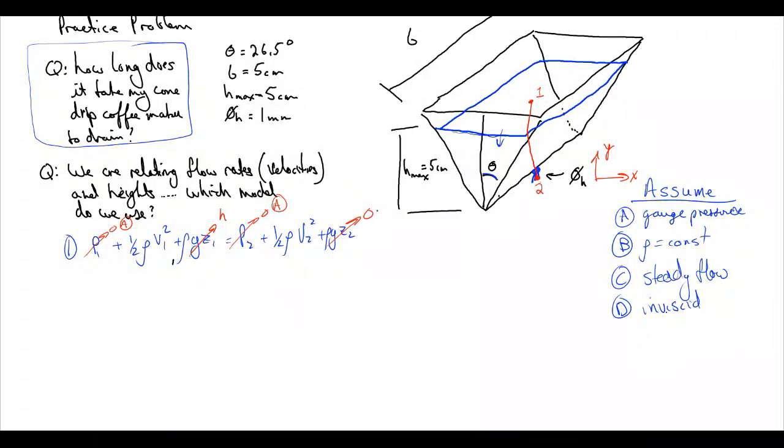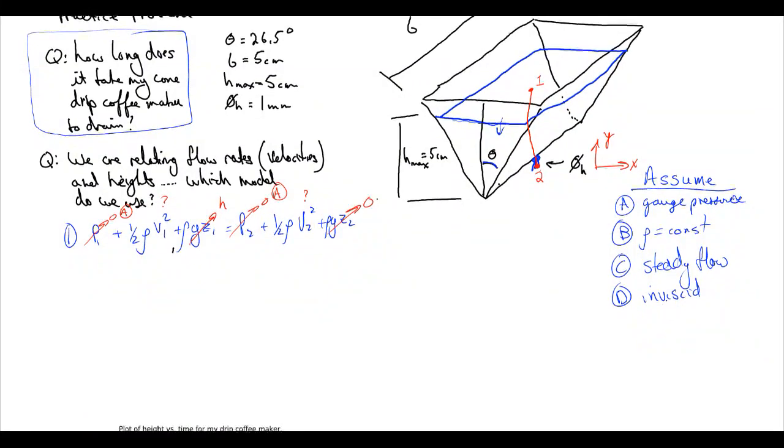We don't know V1, and we don't know V2. So we have two unknowns in this equation, and we're going to try to solve for V as a function of height eventually. Height is not really an unknown here, but we do not know V1 and V2, which means we need another equation. Luckily, we have conservation of mass, equation 2. We have V1 A1 is equal to V2 A2.